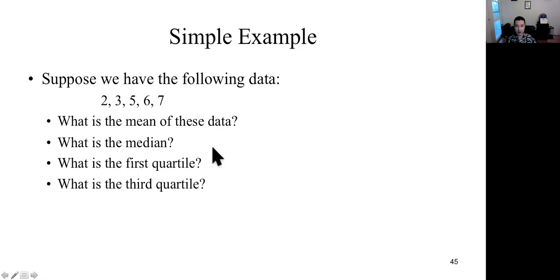Right here we have data of 5 samples, 2, 3, 5, 6, and 7, already arranged from the smallest to the largest. What is the mean of this data? Let's just do this simple calculation together. What is the median, what is the first quartile, and what is the third quartile? Let me share my iPad with you.